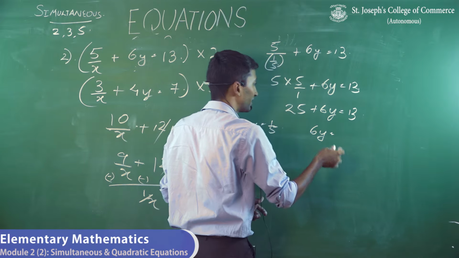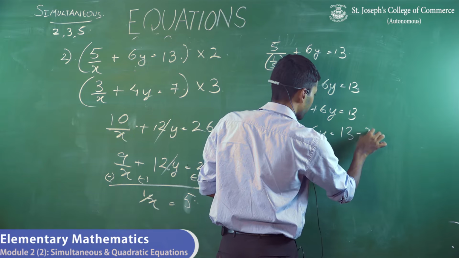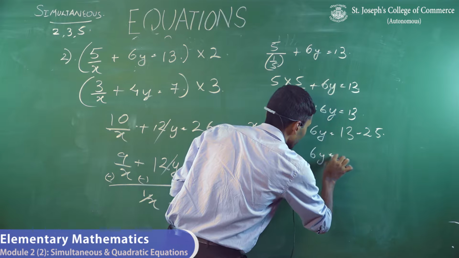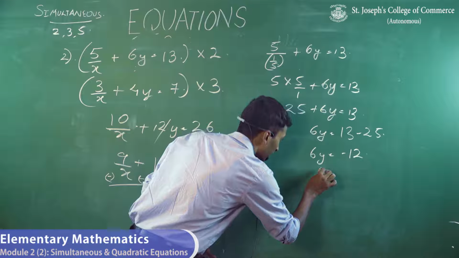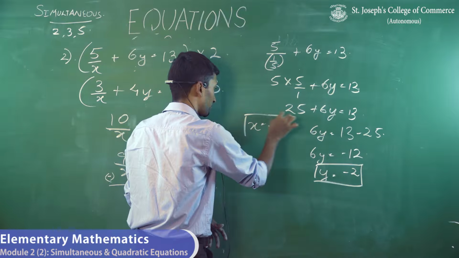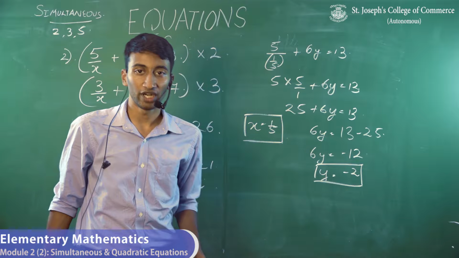6y is equal to 13 minus 25. 6y is equal to minus 12, and y is equal to minus 2. So this is your answer.